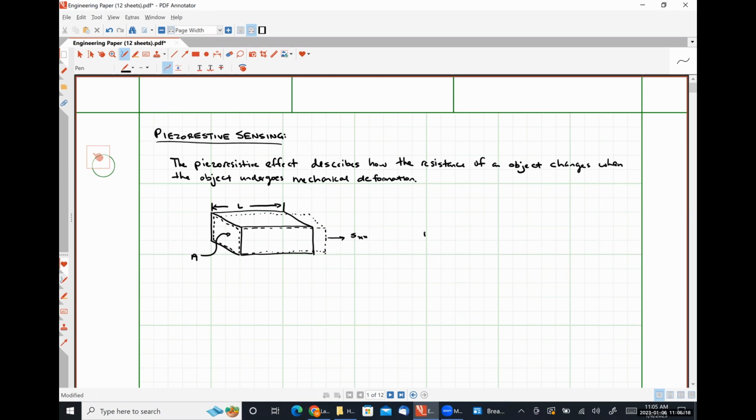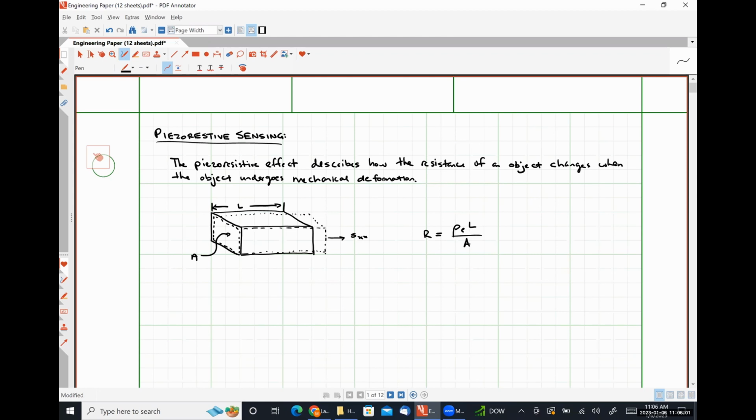So the resistance of our original object, R, is a function of both the material properties by the resistivity rho, the length, and the cross-sectional area. So it's a function of both material properties and geometric properties of our system, right? So it's pretty easy to understand why mechanical deformation will cause a change in resistance, okay? Now, the obvious reasons are because we're changing the length and we're changing the cross-sectional area, right?